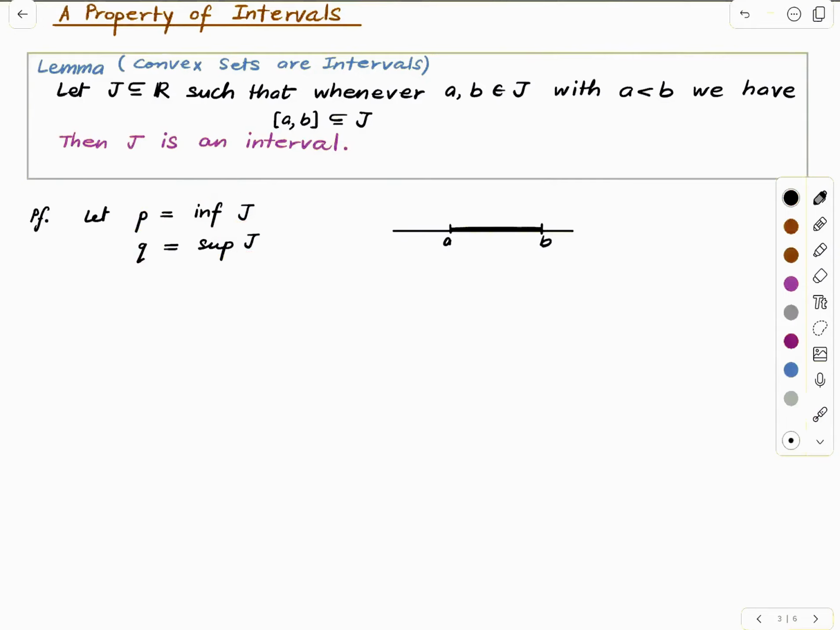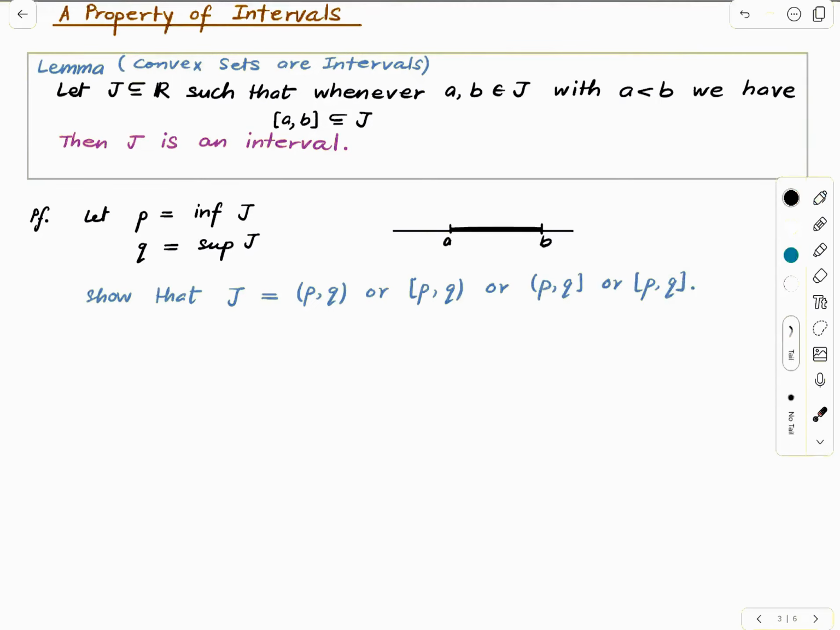And then you can show that, so here is the exercise. Show that J is one of these 4 things. So either it is this thing, or this thing, or that thing, or that thing. Okay, so I'll leave this as an exercise, and with that, let us now state and prove the intermediate value property, which I'm sure you have seen somewhere in your life before.